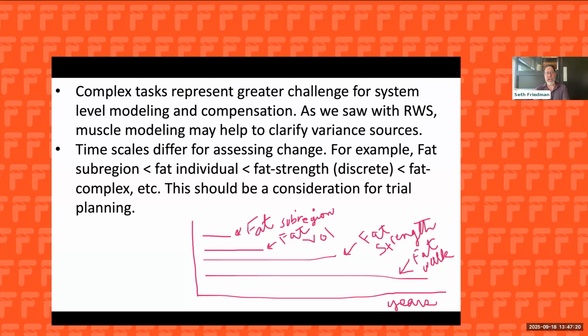And then I wanted to also say, the timescales can absolutely differ. And I think we may want to really own that as a field: subregion fat is going to change fast. Fat volume is going to change more slowly. Dorsiflexion strength could change. We kind of have some ideas of that. If you want to then conjoin these two things, like fat and strength, that's going to take much longer. If you want to see a fat change and a complex function change, that's going to take even a lot longer. So depending on how we're designing our trials, could we get away with just looking at fat? I think that's going to be a consideration as we go forward.